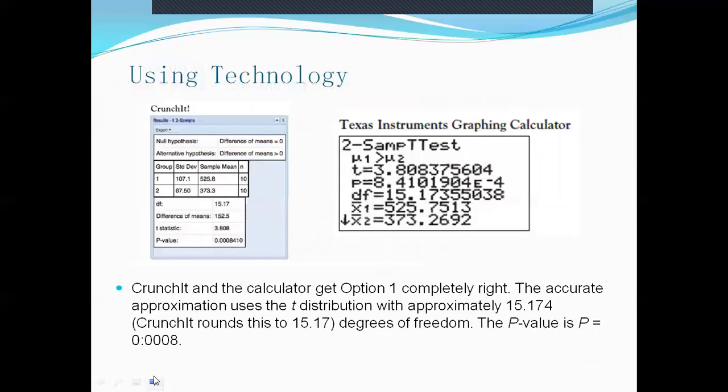Using technology, we've got Crunchit and the two-sample t-test in the TI-83 Plus. Crunchit and the calculator get option 1 completely right. The accurate approximation uses the t distribution with approximately 15.174 degrees of freedom. Crunchit rounds this to 15.17 degrees of freedom. The p-value is p equals 0.0008. It's very small.